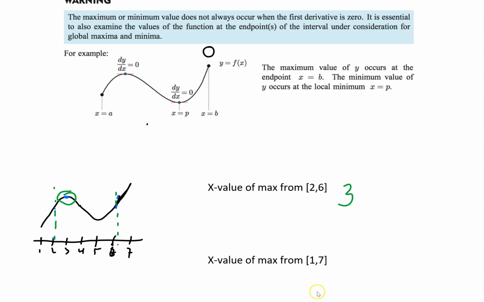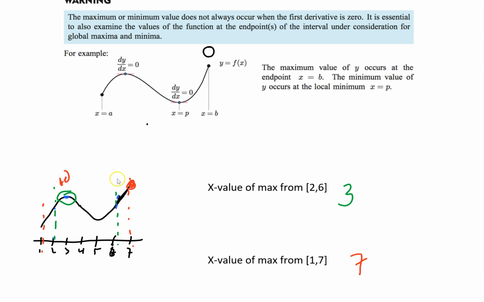So then let's look at this example. What's the maximum value? Find the x value of the max from 1 to 7. So now we're going from 1 to 7. Now this is still a relative max, but it's not the max. The max is actually right here now, it's higher. So the x value would be 7.